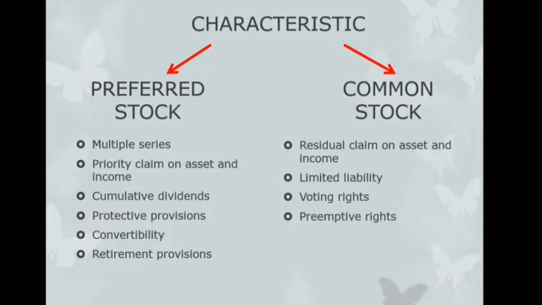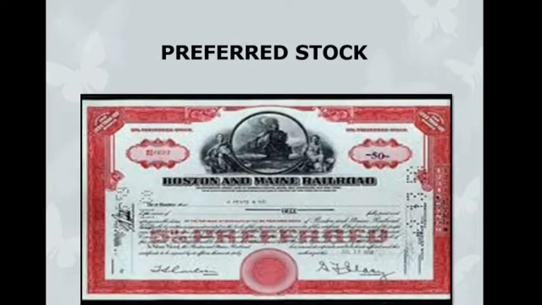This right can be exercised, sold in the open market, or allowed to expire. For example, preferred stock is like that. Now we proceed to the calculation part about preferred stock: valuation of preferred stock and expected return on preferred stock.